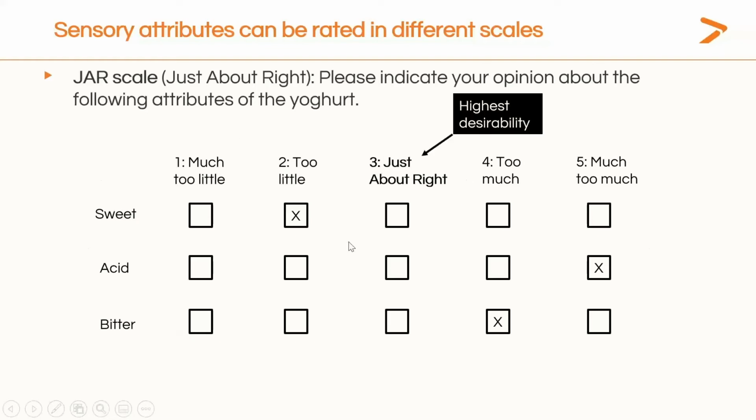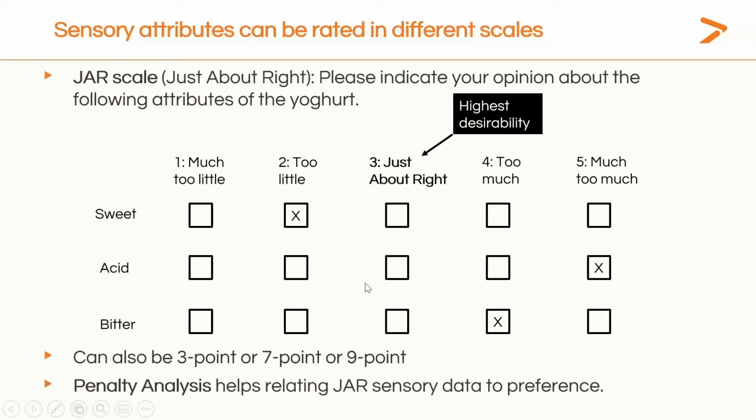In this kind of scales, the middle point, so point number 3 here in the scale, has the highest desirability. So in a way, we're already integrating an idea of affection or of affective testing in the scale. So this scale can also be 3-point or 7-point or 9-point. Here I chose a 5-point scale. So low scores means that the attribute is much too little, and high score it's much too much. So it's negative opinion on the 2 extremes, and the most positive opinion is in the middle. Penalty analysis helps relating JAR sensory data to preference.